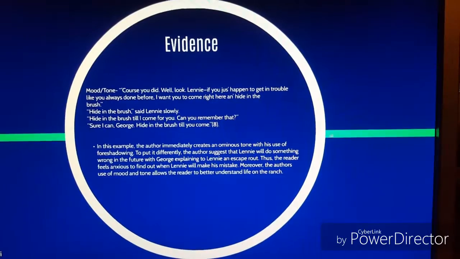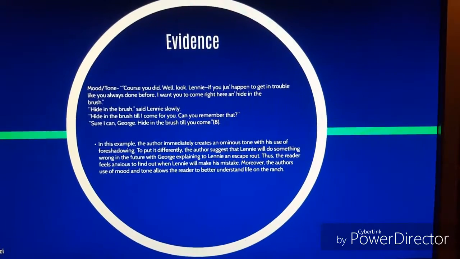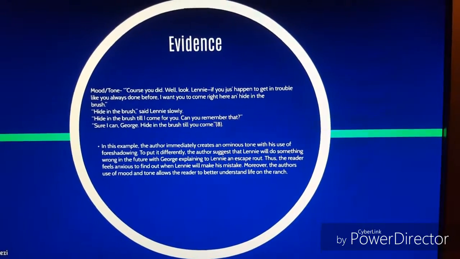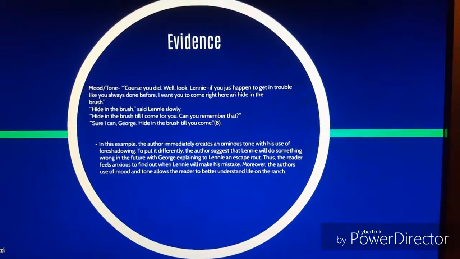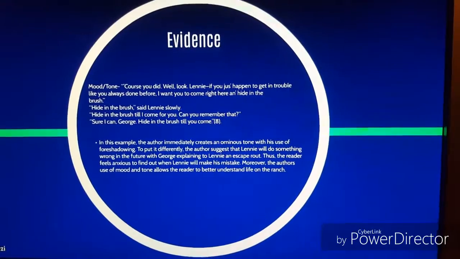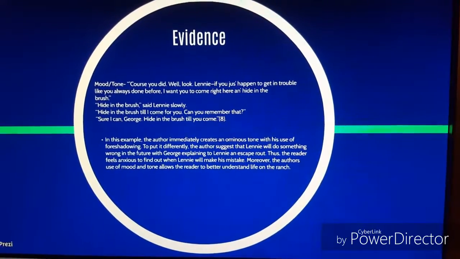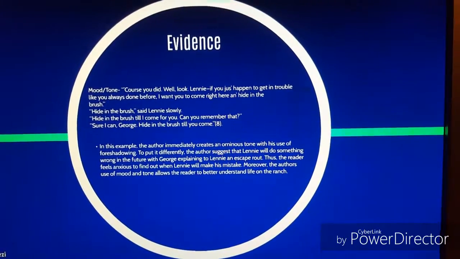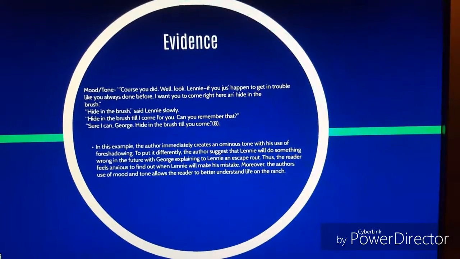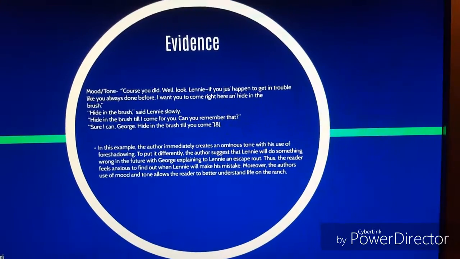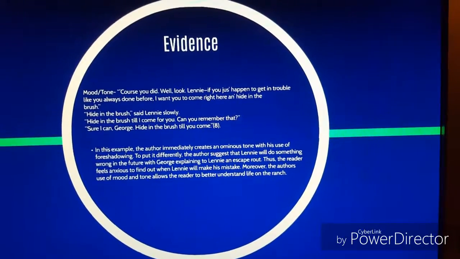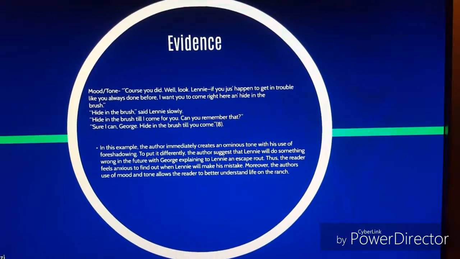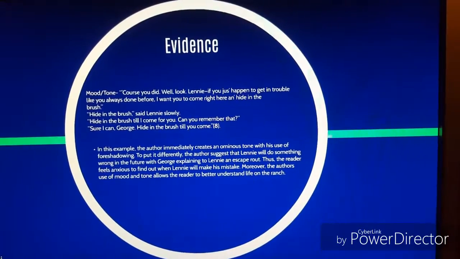In this first piece of evidence, the author uses mood and tone to give the reader a better understanding of life on the ranch, as the example shows Lenny being told by George where to hide if he ever makes a mistake on the ranch. Immediately, the author creates an ominous tone because of his use of foreshadowing, as the author is suggesting that Lenny will make a mistake in the future. Thus, the reader feels anxious to find out when Lenny will make this mistake.